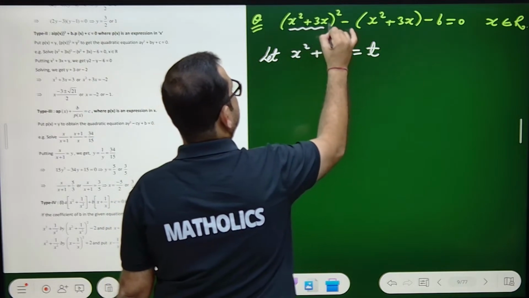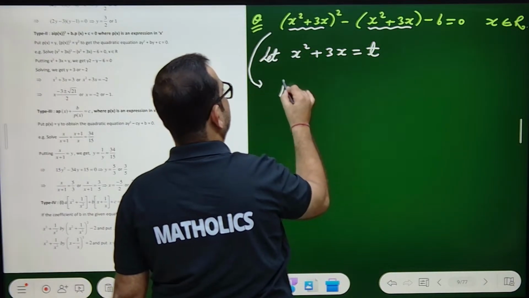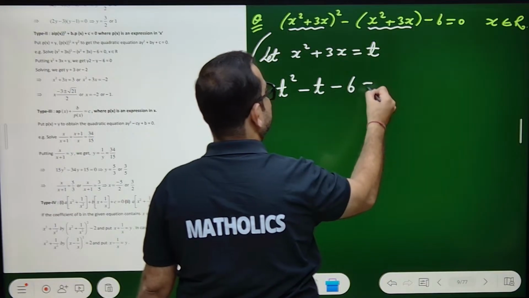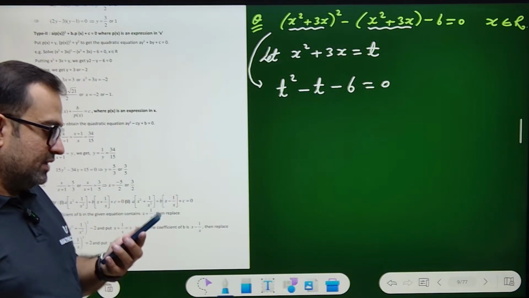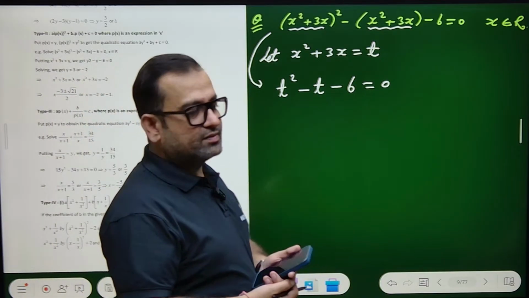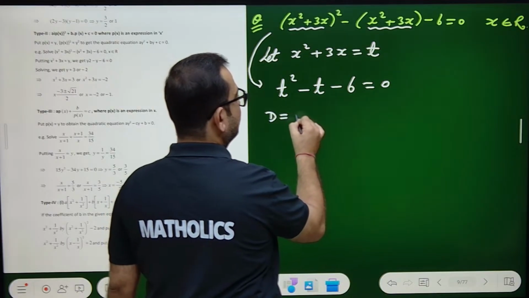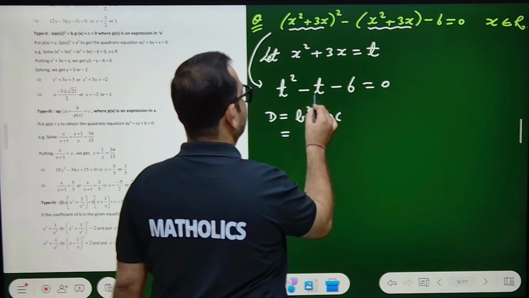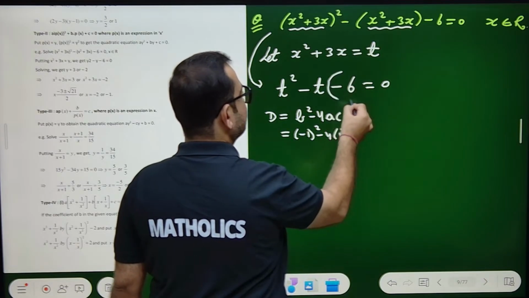If this term is t, this equation we can write as t square minus t minus 6 equal to 0. Yes or no? Sorted? So we'll just now either do factorization or find d. D for this equation will be b square minus 4ac. That is what? B square means minus 1 whole square minus 4 into 1 into c, and c is minus 6.